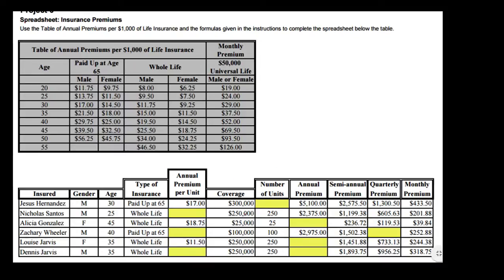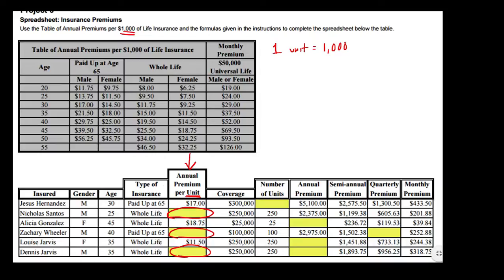Now, if you look at the table below it, there's a couple missing items. So starting in this column, annual premium per unit. We have to find the annual premium per unit for three people, for Nicholas Santos, for Zachary Wheeler, and for Dennis Jarvis. Now, when they say per unit, this unit is specified as being $1,000. So it says use the table of annual premiums per $1,000. So right there they've told us that 1 unit equals $1,000. So this will come in handy later. For now, let's stick to figuring out annual premium per unit.